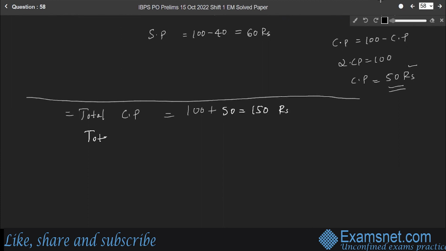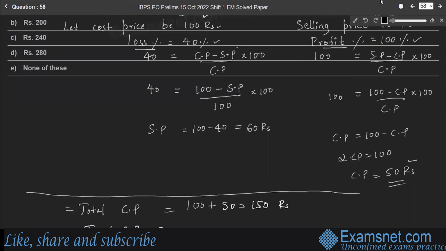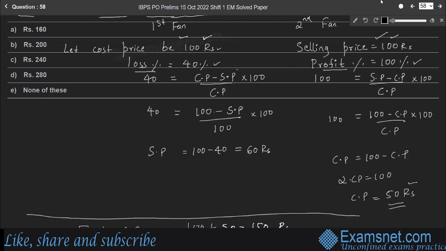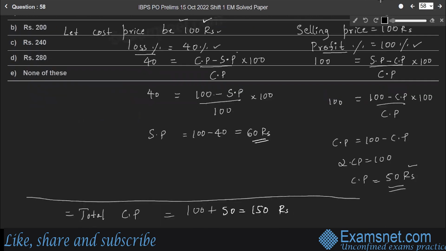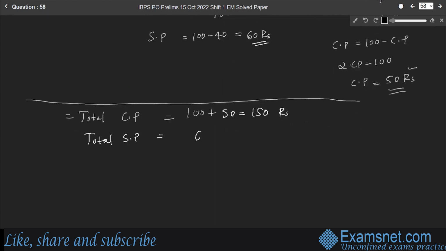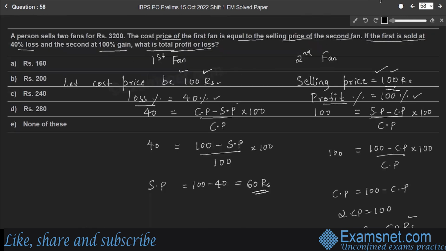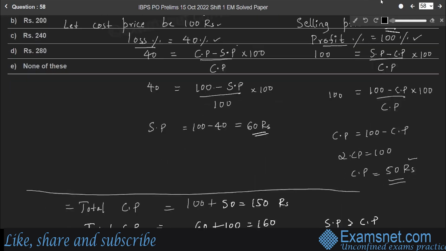And the total selling price is, so here the selling price of the first fan is 60 rupees, the second fan is 100 rupees, right? 60 plus 100, which is 160 rupees. Here the selling price is greater than the cost price. Therefore, there is a profit, right? Here, what we have to find is the total profit or loss, right?